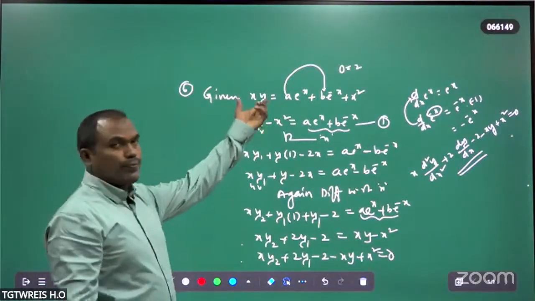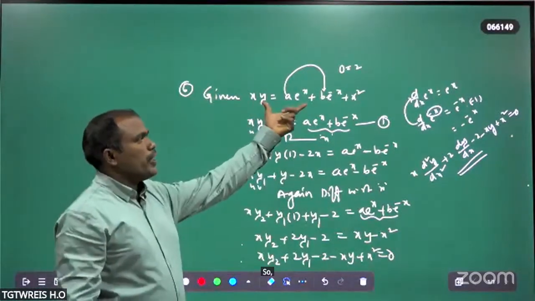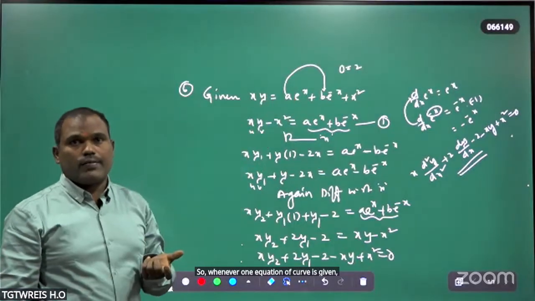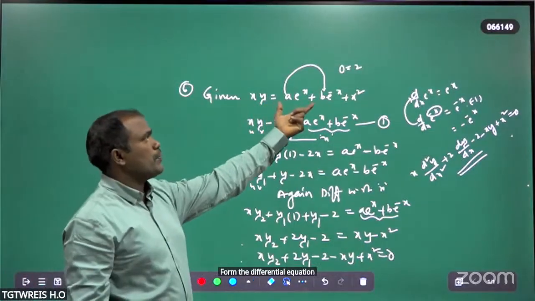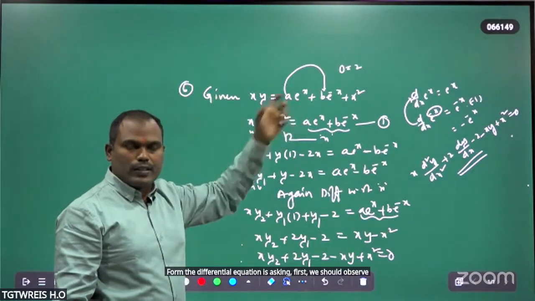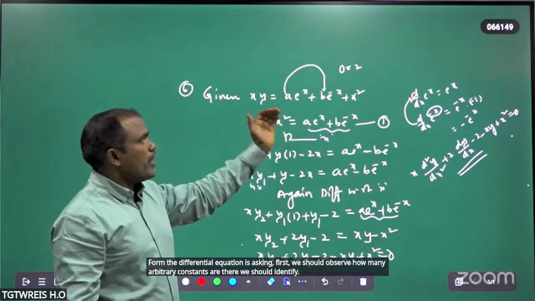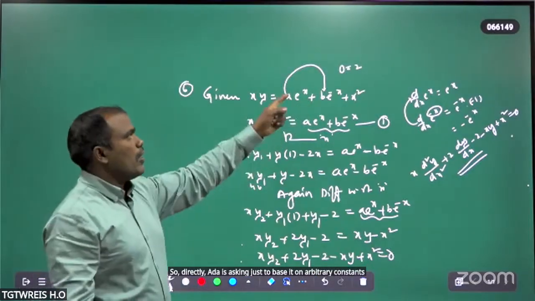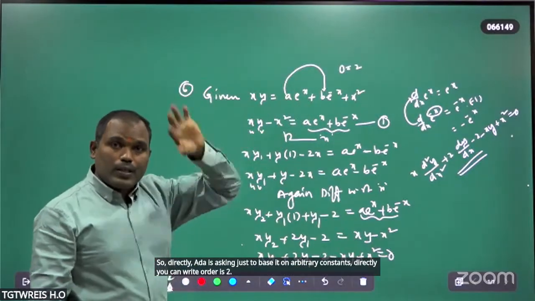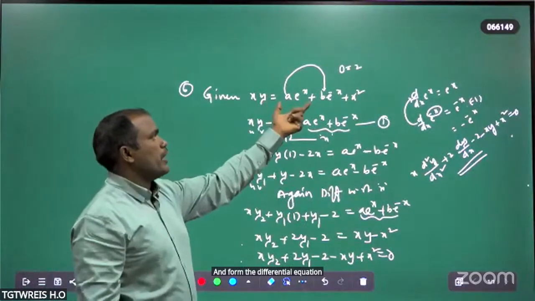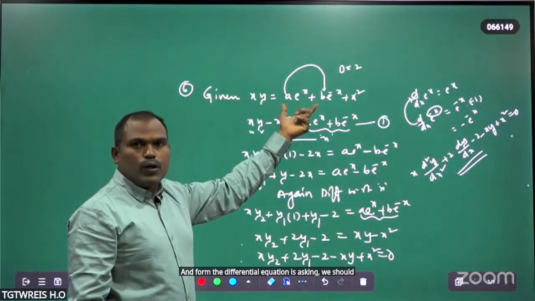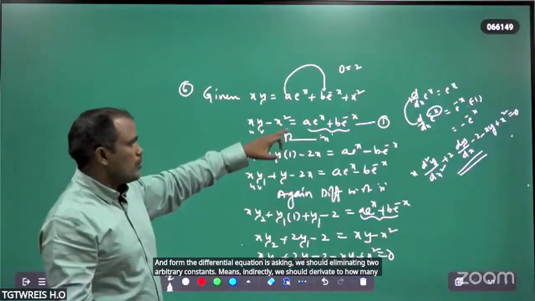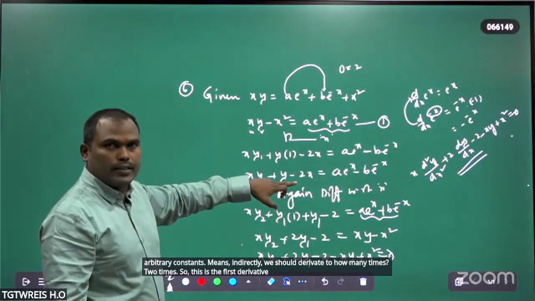See, listen Anna, carefully. Whenever one equation of curve is given and forming the differential equation is asked, first we should observe how many arbitrary constants are there. Directly for order, just based on arbitrary constants, you can write order is 2. And forming the differential equation means eliminating two arbitrary constants, so indirectly we should differentiate how many times? Two times. This is the first derivative, we are getting this.